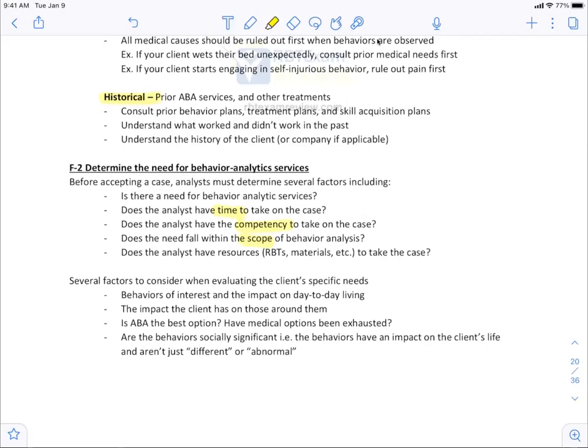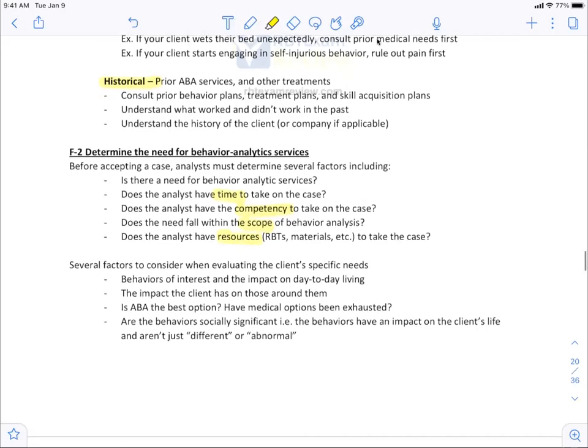And then finally, do you have the resources? If you're a small company and you might be the only BCBA, are you going to have the RBTs available, the materials available, and like we said, the time and the competency? And then when you're evaluating the needs, okay, and we're going to talk about socially valid behaviors, we want to know what our behaviors of interest are, right?